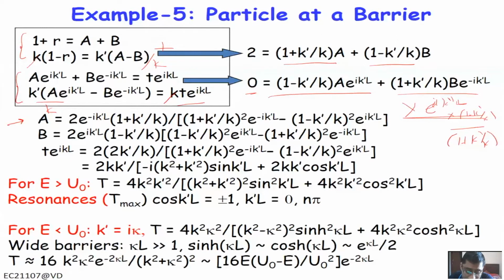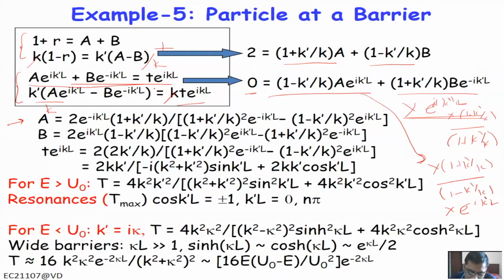Similarly, you can get the expression for b by eliminating a, right? So what will you do here? In this case, you will multiply the second equation by 1 plus k prime by k divided by 1 minus k prime by k times e to the power minus iota k prime l, right? So that we will get b. Now, once you know the expression for a and b, you can use the third equation here to get the expression for t.